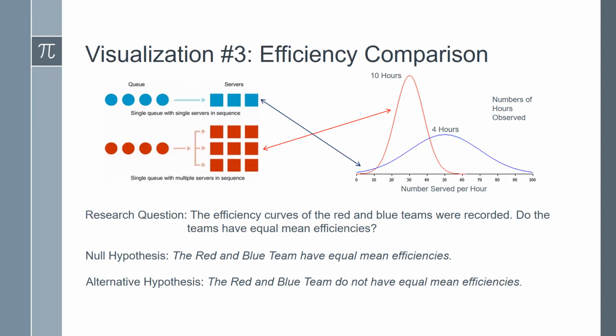The null hypothesis implies there is no relationship and that the mean is equal to 0. Therefore, the null hypothesis reads, the red and blue team have equal mean efficiencies. The alternative hypothesis is the red and blue team do not have equal mean efficiencies, which you can see from the visualization. Therefore, the null hypothesis is rejected and the alternate hypothesis is supported.